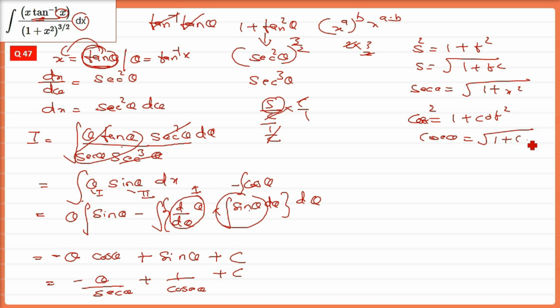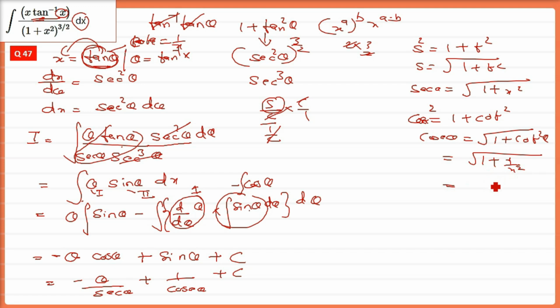But we have tan theta as x. So we have to convert this cot into tan. If tan is x, cot will be 1 by x. That means cot theta will be simply inversion of the x. So you can write it as under root 1 plus 1 by x square.